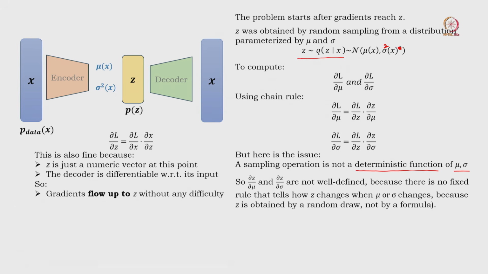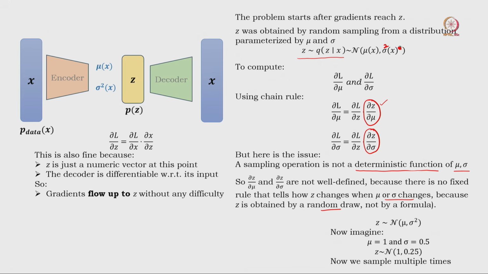Therefore, the derivative of z with respect to mu, and this particular term, are not well defined. There is no fixed rule which tells us how much z changes when there is a change in mu and variance. So, how does z change when there is a change in these parameters? We do not have a fixed rule, no well-defined form, because z is randomly drawn, not by any formula. Let us understand this with an example.